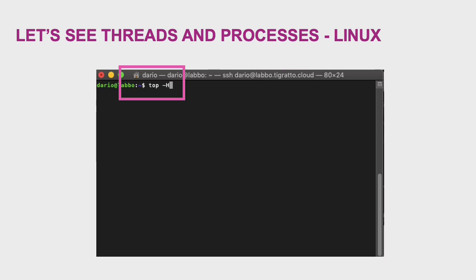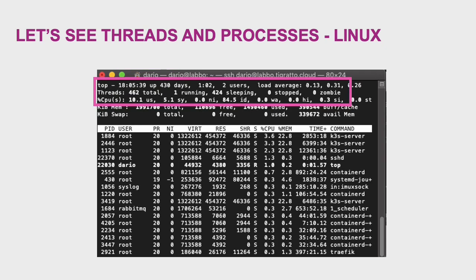The top command can also be used in Linux to have full visibility of the processes and threads that are running in the system. In particular, if we consider the option H, we can have visibility of currently running threads. Here is the result of the execution of the top command on my Linux box. In particular, here we have 462 threads, one is running and 424 are sleeping.